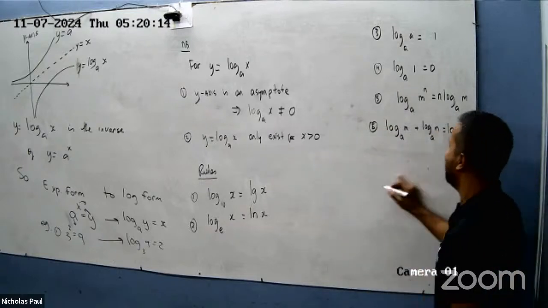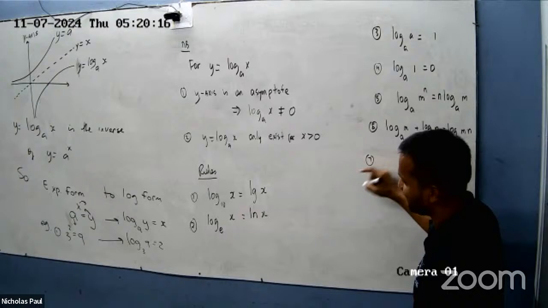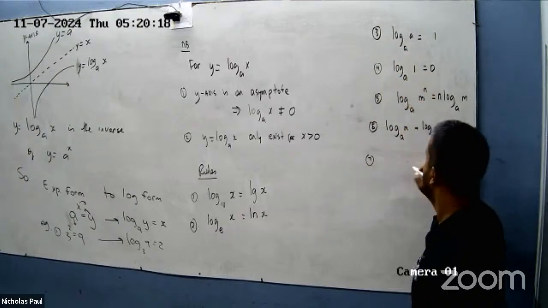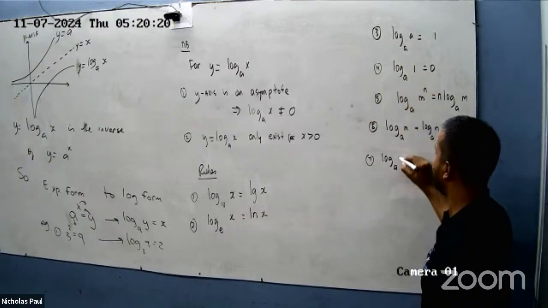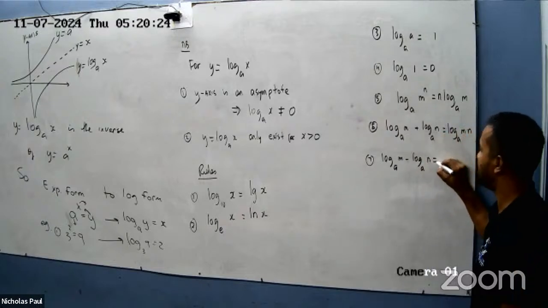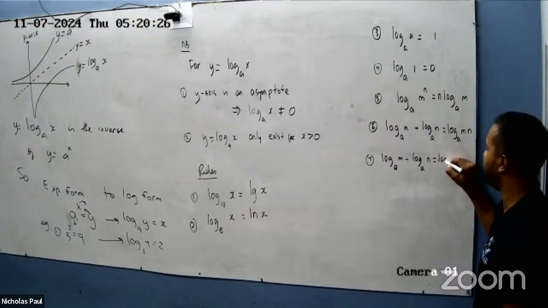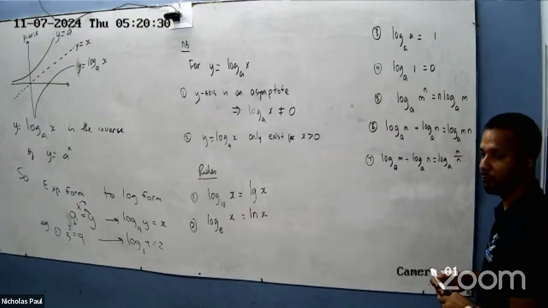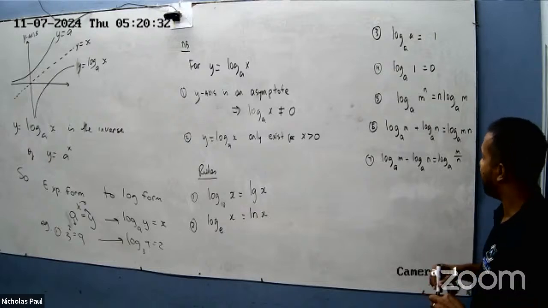All right, 7. Log to the base a of m minus log to the base a of n. Minus means we divide. So please don't make up any rules.